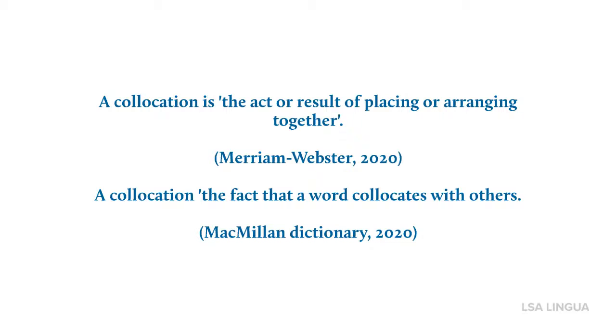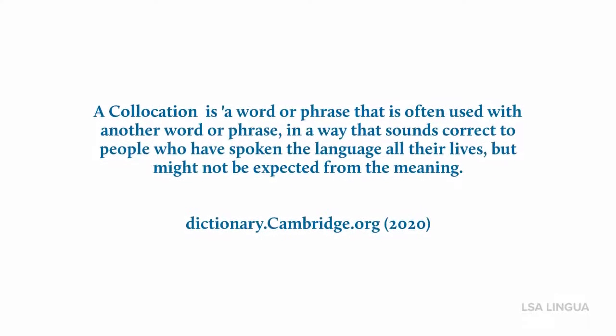So as you can see, dictionaries aren't always very clear. Perhaps the clearest definition is offered by Cambridge Online Dictionary, which defines a collocation as a word or phrase that is often used with another word or phrase in a way that sounds correct to people who have spoken the language all their lives, but might not be expected from the meaning. And the example that they give is the phrase hard frost. Hard is a collocation of frost, and strong would not sound very natural.